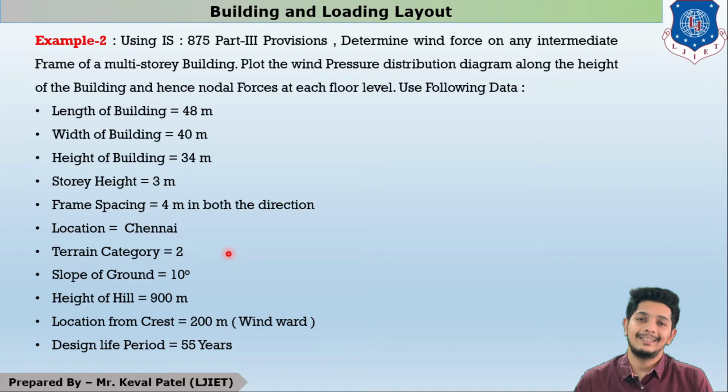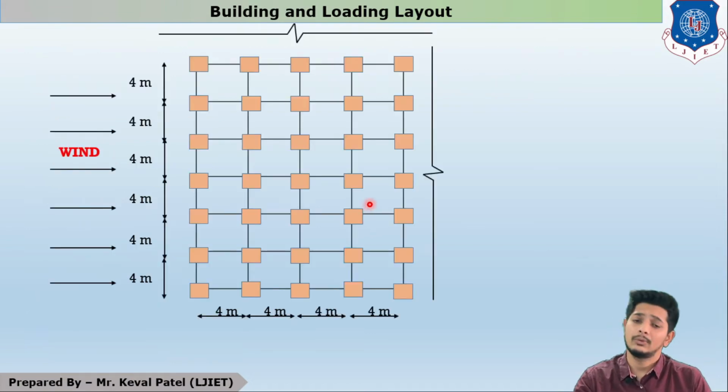Slope of ground 10 degree. Height of the hill 900 meter. Location from the crest is 200 meter. Crest is nothing but the apex point of any mountain or mountainous terrain. Design life period is given as 55 years. So these are the problem definition. We have to keep all these points in mind and move forward. So it is quite simple.